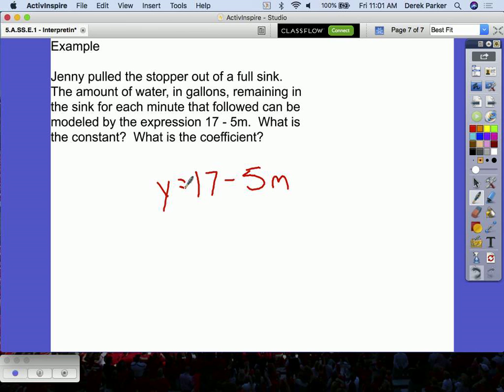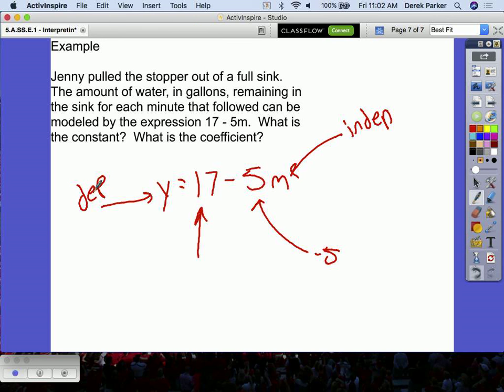What is the constant? The constant is 17. The coefficient is negative 5. And then m is your independent variable. And then y is your dependent variable, because it depends on what happens in the equation.